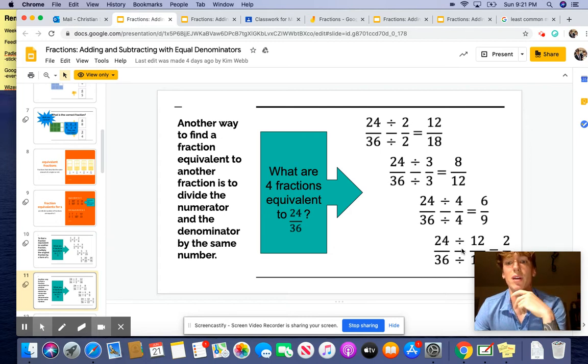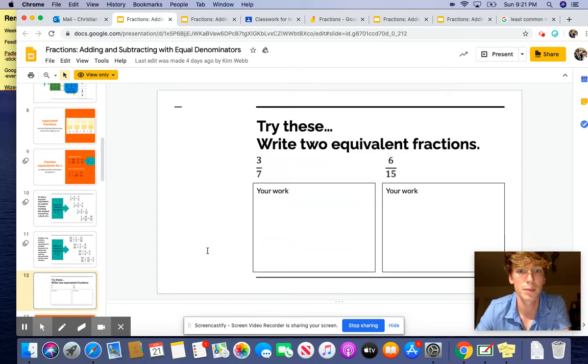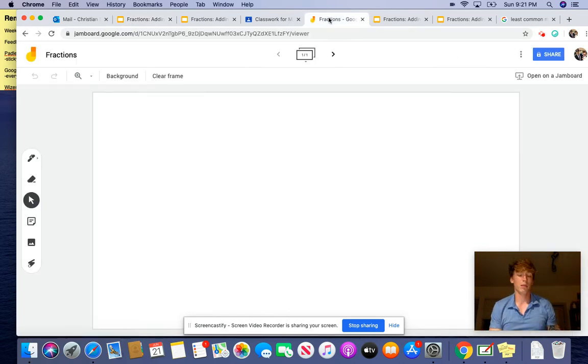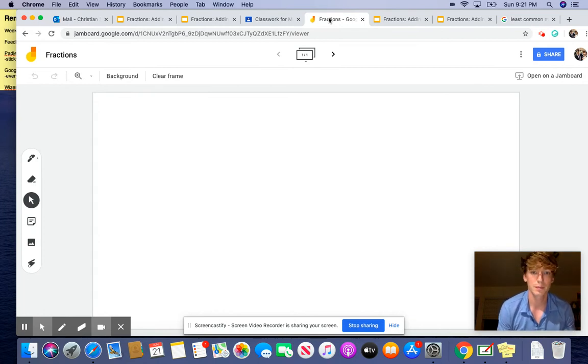Same thing in reverse. If you can divide something out of the top, you have to be able to divide it out of the bottom. So if you divide the top by 2, you have to be able to do the bottom by 2, by 3, 4, whatever you're trying to divide out, you have to do to both. Okay. And that's what it's saying over here on the side. Try these. Write two equivalent fractions. Okay, so let's say that 3 over 7. All right, let's do two equivalent. So we have 3 over 7. Let's see.